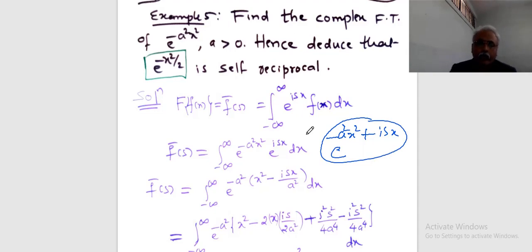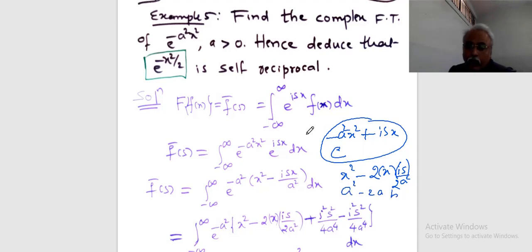Now this is just like a square minus 2ab. How do you write it? x square minus 2 times a into b, where b is the remaining part. Carefully, x square is there, but to compensate for this 2 I have to write 2ab. To make it a perfect square, first I will write the b square part. Square of this: i square s square over 2a square whole square, that is 4a raised to 4.